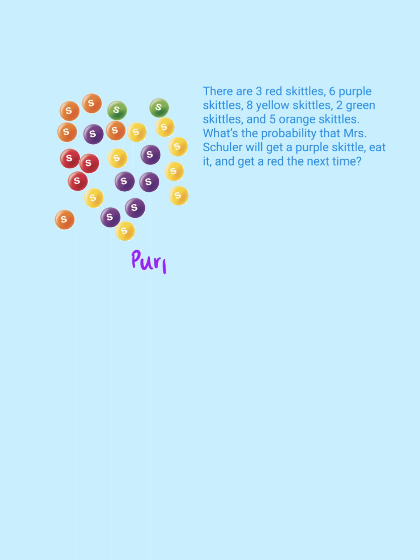Okay, with purple, it tells us that there are 6 purple. And how many Skittles is that total? So we have 8 plus 2 is 10. 6 plus 3 is 9, so that's 19. Plus 5 is 24. So 6 out of 24. So we're assuming that I get that purple Skittle. And so now I have how many Skittles left? 23. So now I want to know what's the probability that I will get a red. Well, there are 3 red out of 23 Skittles total.